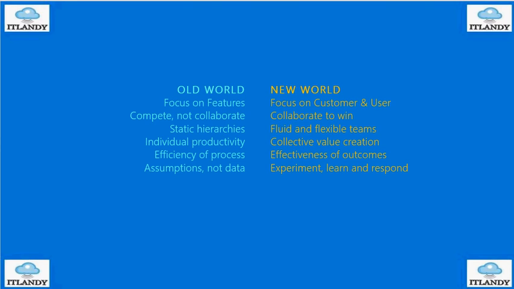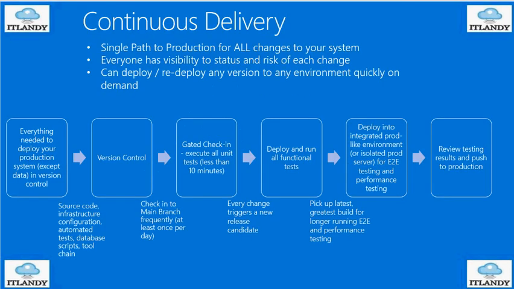What does that mean for us in the delivery part? A single path to production, everyone has visibility, can deploy, everything needs to deploy to production, version control, gated check-in, control, less than 10 minutes, deploy and run functionality, deploy jobs, and review and test. These are the path for the delivery of all the changes.